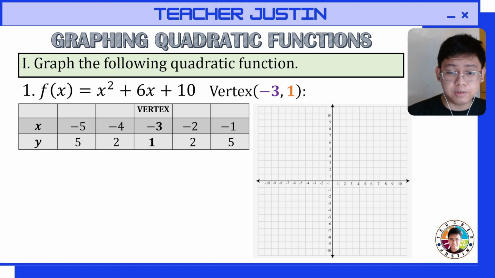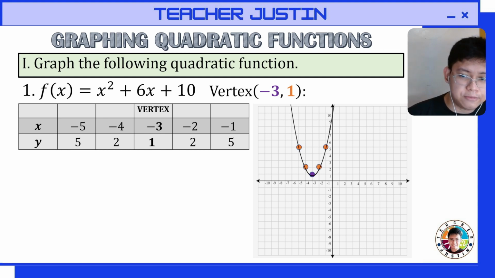So, let's start first with our vertex, negative 3, 1. So, negative 3, 1 is located here. Tapos, negative 2, 2 is located here. Ayan, negative 4, 2 is located here. And negative 5, 5 is located here. Tapos, si negative 1, 5 is located here. Okay, now, na-plot na natin lahat ng points. Let's connect them using a parabola. So, ganito yung itsura na magiging graph natin. So, this will be our graph of the quadratic function x squared plus 6x plus 10. And that's it! Ta-da!